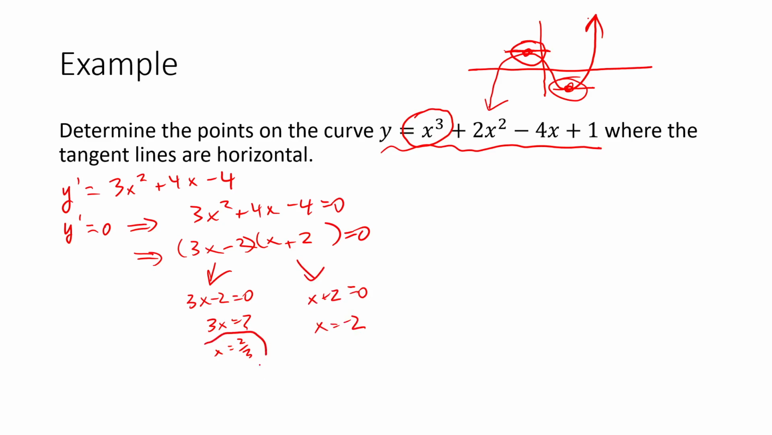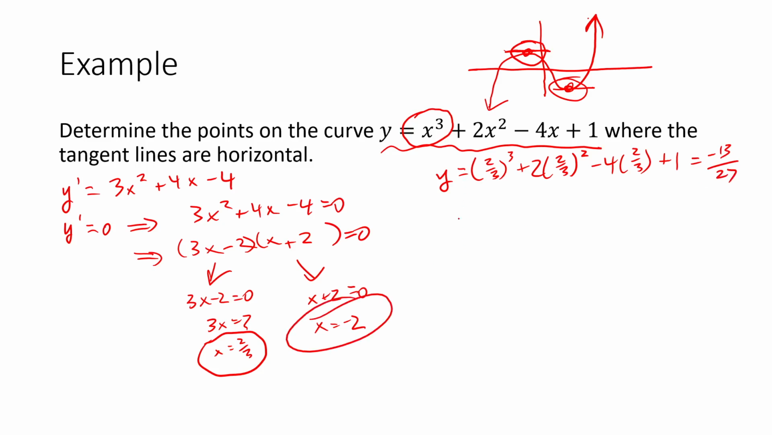So I'm going to take an x value of 2/3 and I'm going to plug it into the expression for y. Y will equal 2/3 quantity cubed plus 2 times 2/3 quantity squared minus 4 times 2/3 plus 1. And that's going to be negative 13 over 27. Then I'm going to take this x value of negative 2. I'm going to plug it in for x and determine what y equals, I should have said. And that's going to equal positive 9.